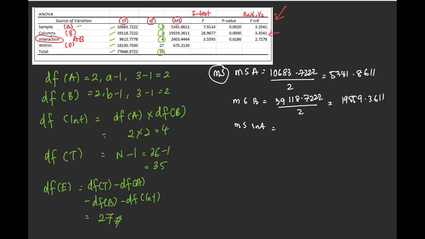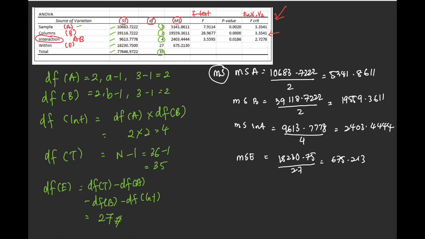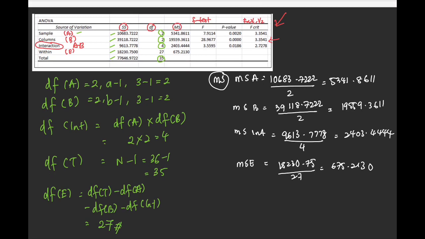How do we get MS interaction? MS interaction is 9613.7778 divided by 4. You will get 2403.4444. And lastly, how do you get the MSE? MSE is equal to 18230.75 divided by 27. You will get 675.2130.